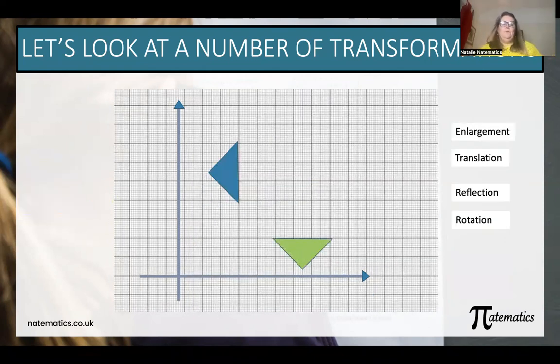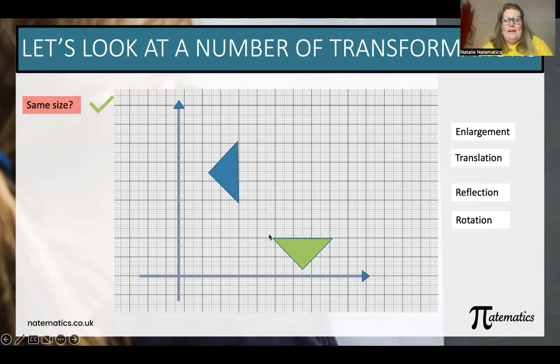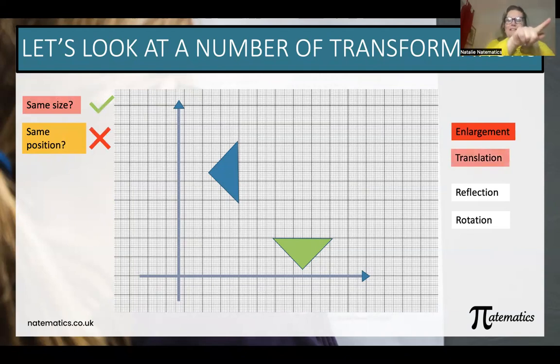All right then, what about this one? Again, we're looking from the blue to the green. Let's go through the same questions. Is it the same size? Yes, you can see along there, that's 3 and that's 3, so it's not enlarged. Is it in the same position? Looking at them, do they look the same? No, one's turned. We haven't just physically moved it, there's been some sort of change.